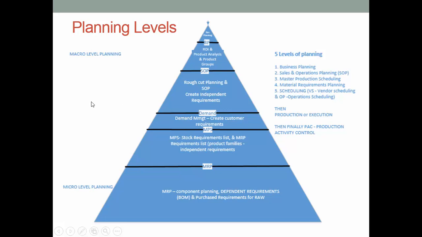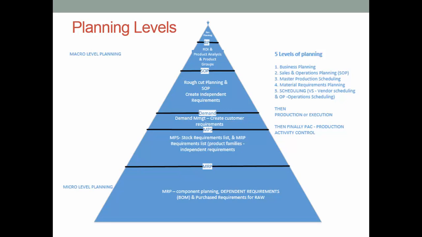Now, when we talk about planning levels, we're going to talk at the macro level and micro level. Up here at the highest level, or the macro level, we talk about business planning. And business planning involves things like, at the very highest level, strategy and mission and goals and all of the things that we see in Chapter 2. Then, of course, we talk about business planning as well in relation to return on investment and product analysis and product groups and so on, which is very important.